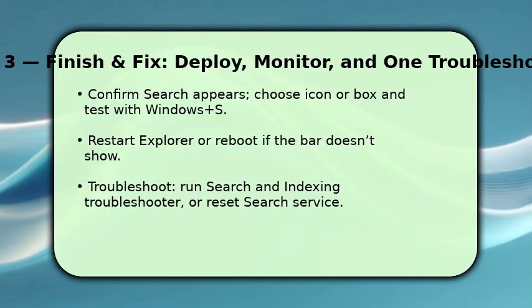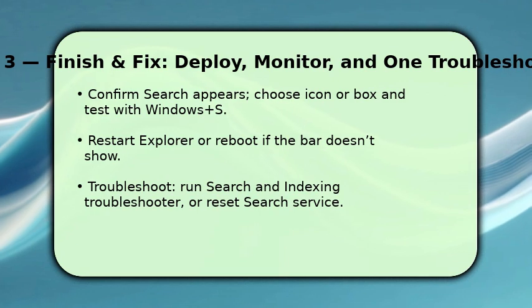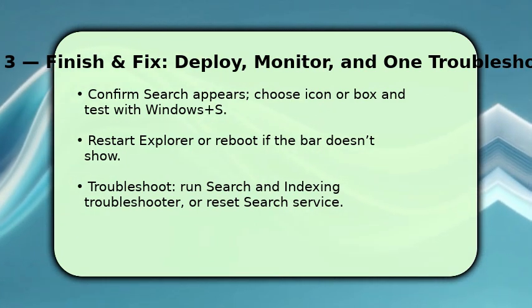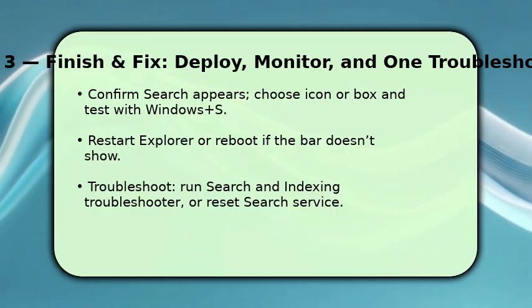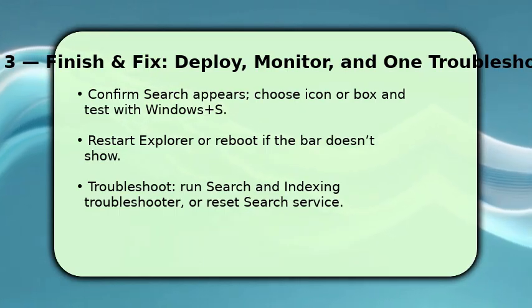Once enabled, verify the search icon or box appears and press Windows + S to test. If it doesn't show immediately, restart Windows Explorer from Task Manager or reboot. This refreshes the taskbar. Make sure indexing is running if search returns no results.